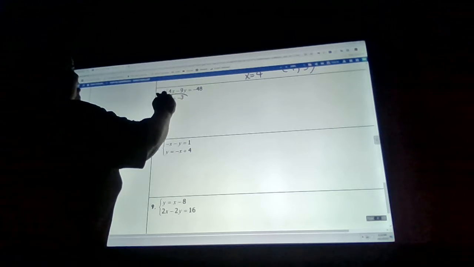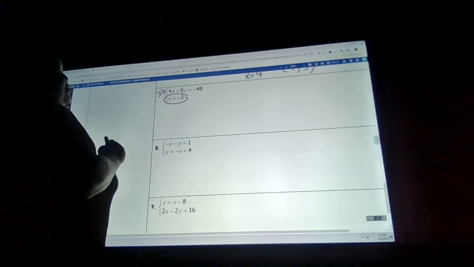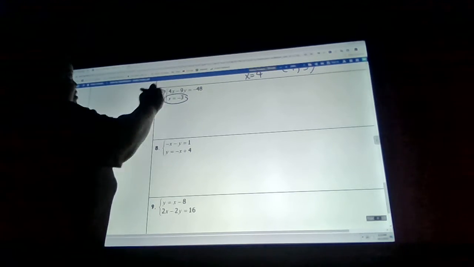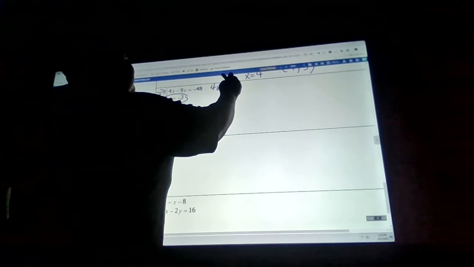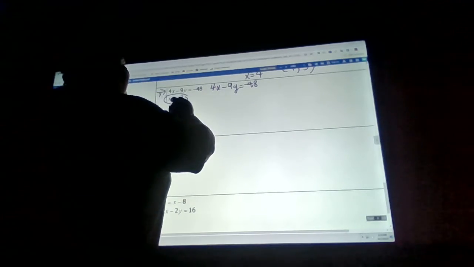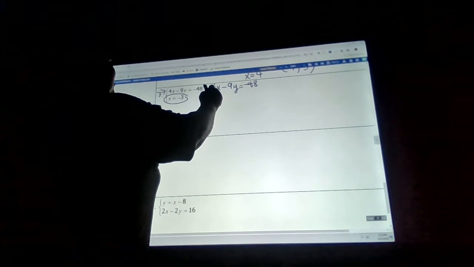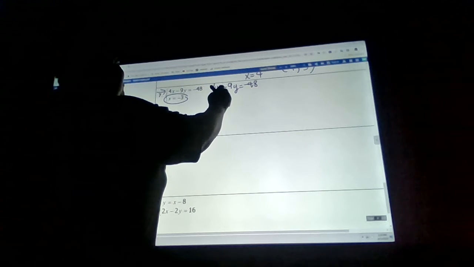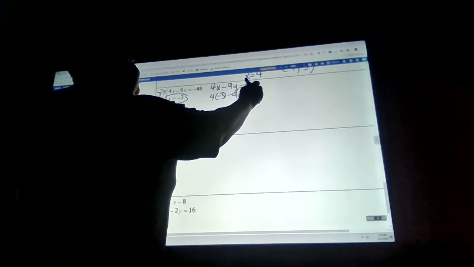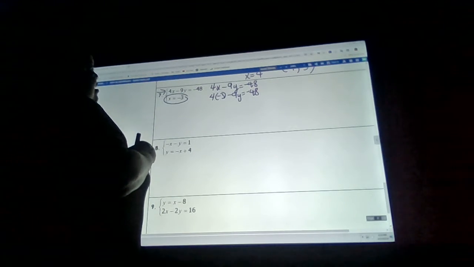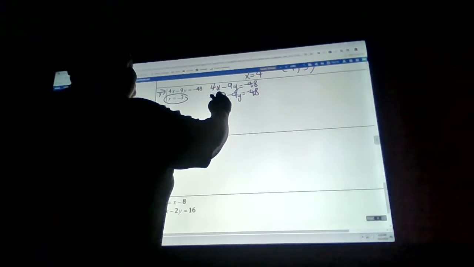We already got x. So I'm going to take this x equals minus 3, and I'm going to put it into that equation. So let me rewrite it. 4 times x minus 9 times y equals a negative 48. So x is equal to a negative 3. So 4 times a negative 3 minus 9y equals negative 48. 4 times minus 3 is minus 12.